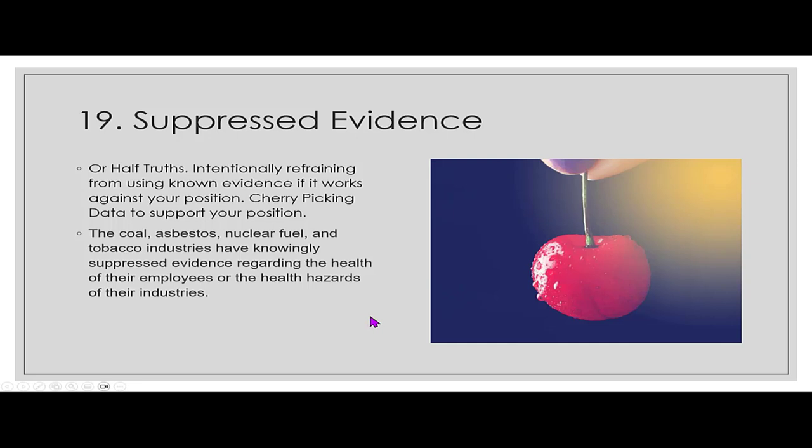Number 19 is suppressed evidence or cherry picking, right? So these are half-truths or intentionally refraining from using known scientific evidence if it works against your position. This is cherry picking the data to support your position. So, for example, the coal, asbestos, nuclear fuel, and tobacco industries have knowingly suppressed evidence regarding the health hazards of their employees or the health hazards of their products or their industries.